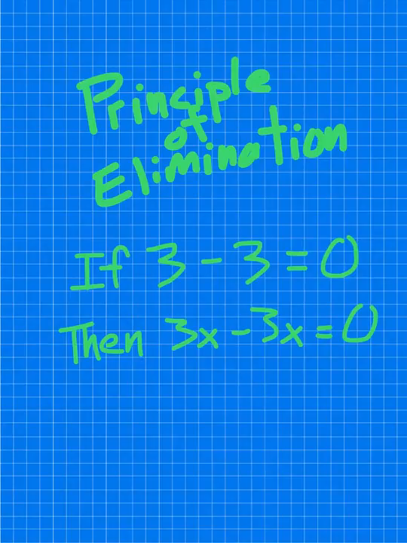So you just want to keep in mind that if 3 minus 3 equals 0, then 3x minus 3x also equals 0. Okay? So we're going to be combining opposites here. We have a positive 3 and a negative 3, and when we combine them we get 0. We have a positive 3x and a negative 3x, and when we combine them we get 0.